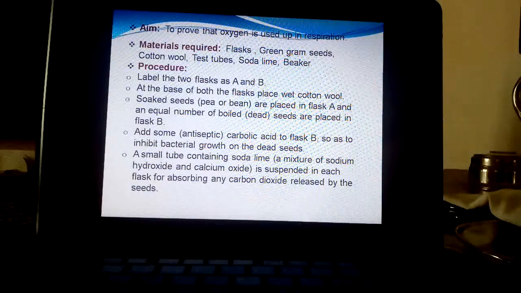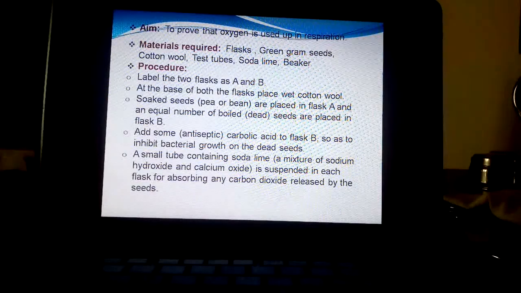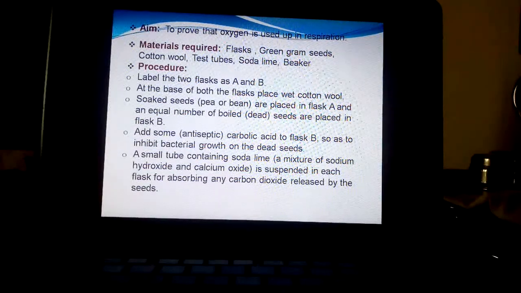Got it? And one more important thing you are going to learn while conducting an experiment is, any experiment you take, there will be one set called the experimental set, and another set called the control set. So a proper experiment must have 2 components: one is the experimental set, another one is the control setup.